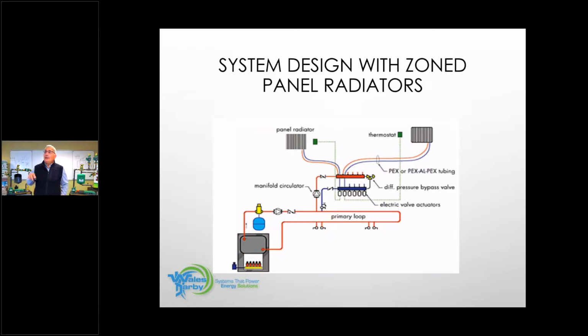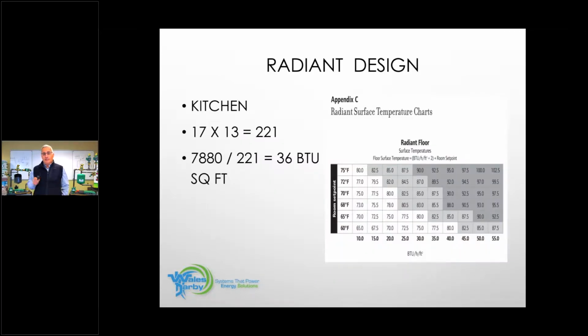Okay. Now I wanted to talk about that kitchen. The kitchen is going to be a challenge. I've got cabinets in there. I needed to get 13 feet of baseboard in there. I gave you the option of a panel rad, but what about a radiant option? Why not? Why can't I have radiant in just one room? Sure I can. How do I figure this out?